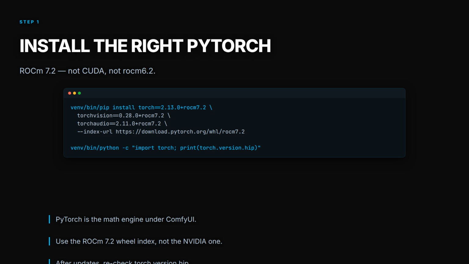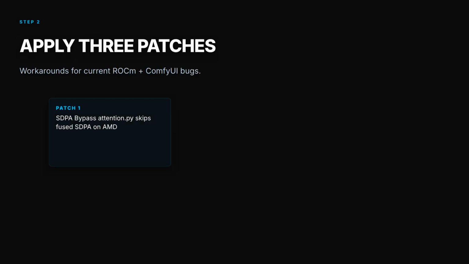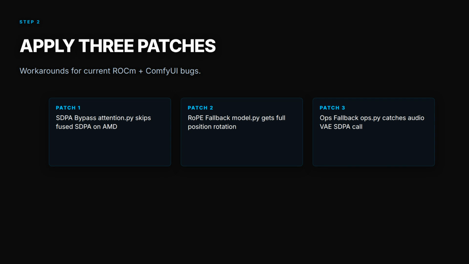Step 2 is applying 3 small patches. These patches are workarounds for bugs in how ComfyUI talks to AMD GPUs. I will not read every line, but I want you to understand what each patch does, because that helps when something breaks. Patch number 1 is in the attention system. ComfyUI tries to use a fast attention path called SDPA, which works fine on NVIDIA but crashes on the R9700. The patch tells ComfyUI, if you are on an AMD card, skip SDPA and use a safer fallback called Attention Subquad.